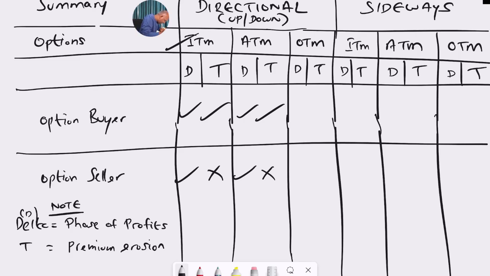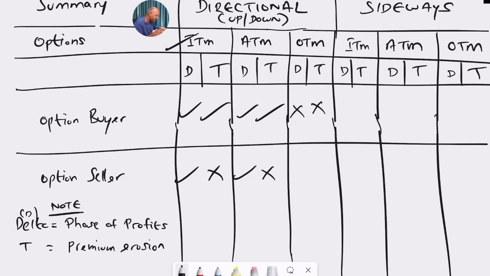Let's say if an option buyer chooses out of the money option in a directional market, the delta will not support because the delta value is 1:0.25. So the rate at which profits are made is very less, and time value will definitely not support for an option buyer, because if in case he has to wait for his view to become right, he cannot do that with out of the money because the premium erosion will happen very fast.